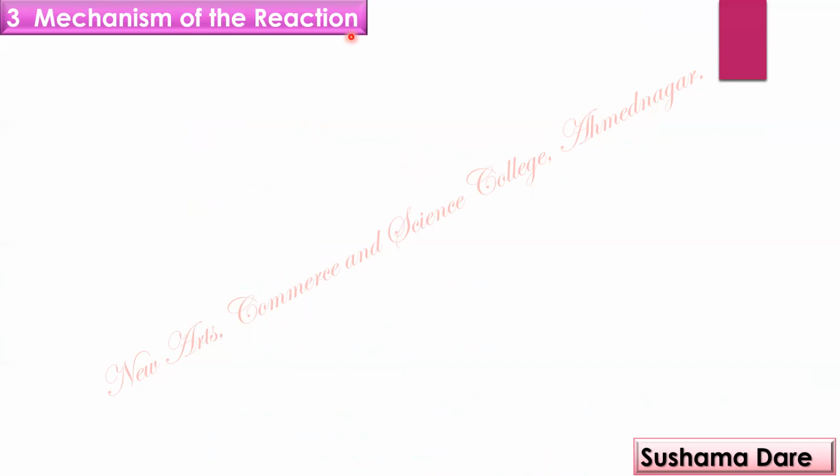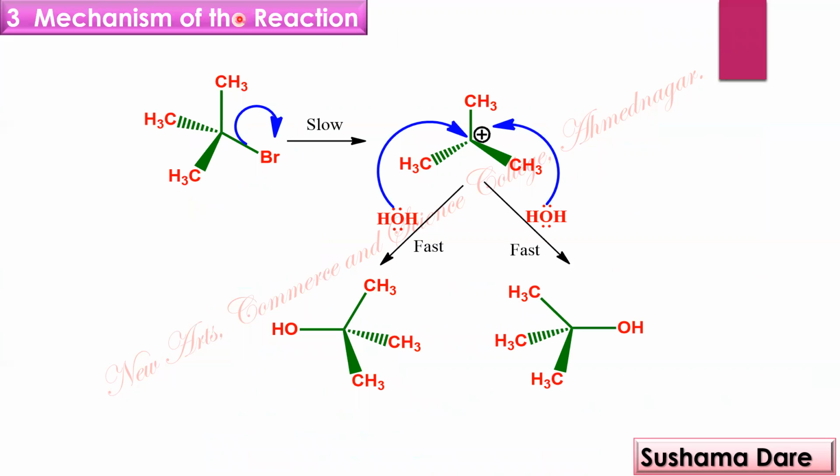Now, what is the mechanism of this reaction? Look, it's a tertiary butyl bromide. In the first step there is a development of charges. As Br is a more electronegative atom, on Br there is a partial minus sign, and on this carbon there is a partial plus sign. Due to this development of charges, the bonding electron pair is shifted towards Br. So the C-Br bond is going to break in the first step. This bond breaking is a slow step, and because of that, this step is the RDS. So the first step of this reaction is the RDS.